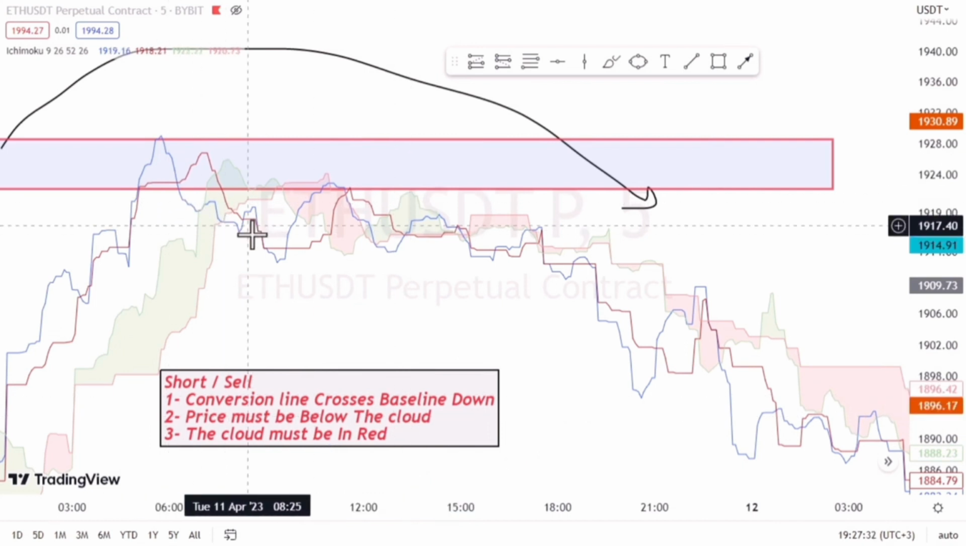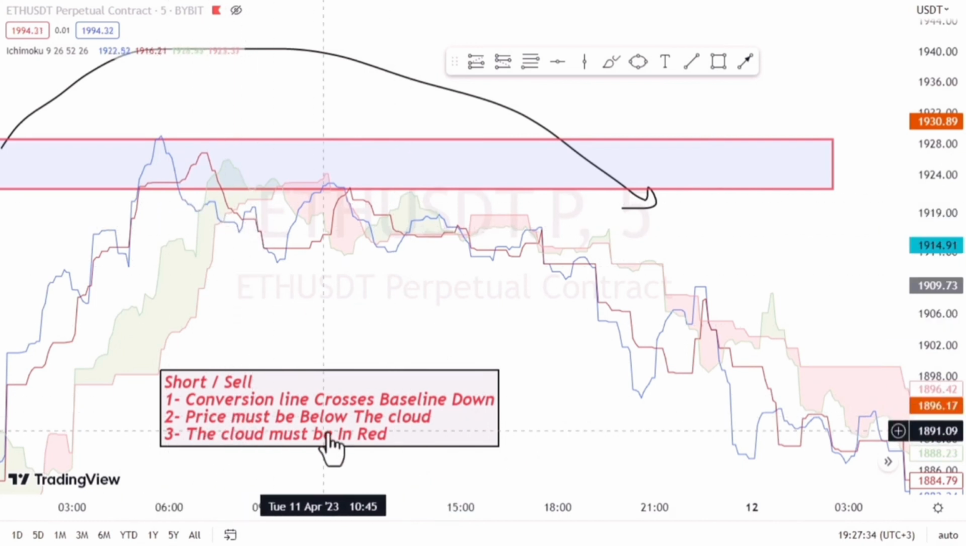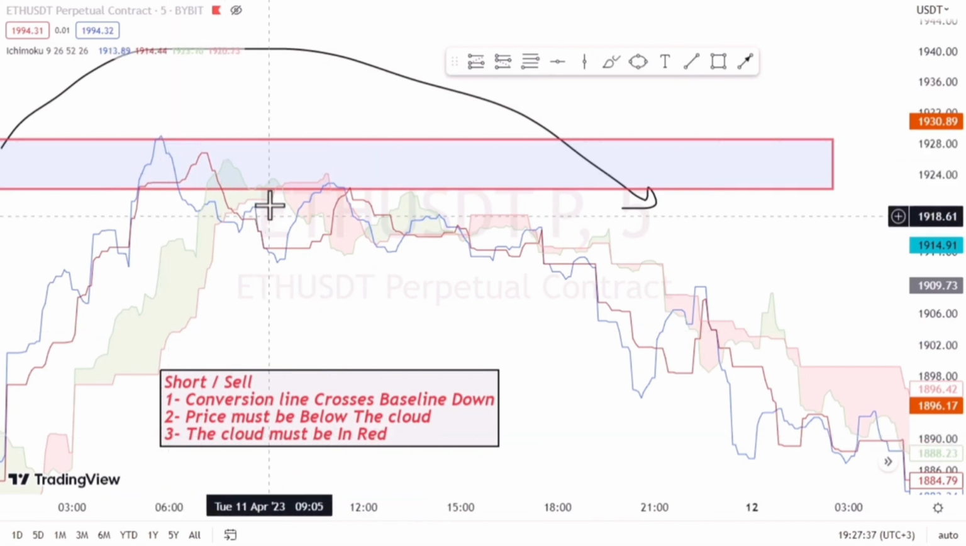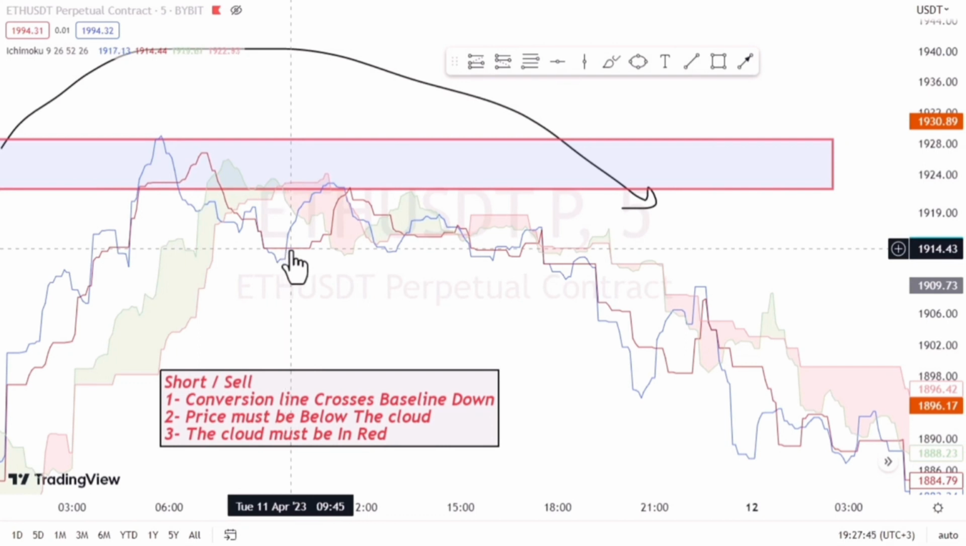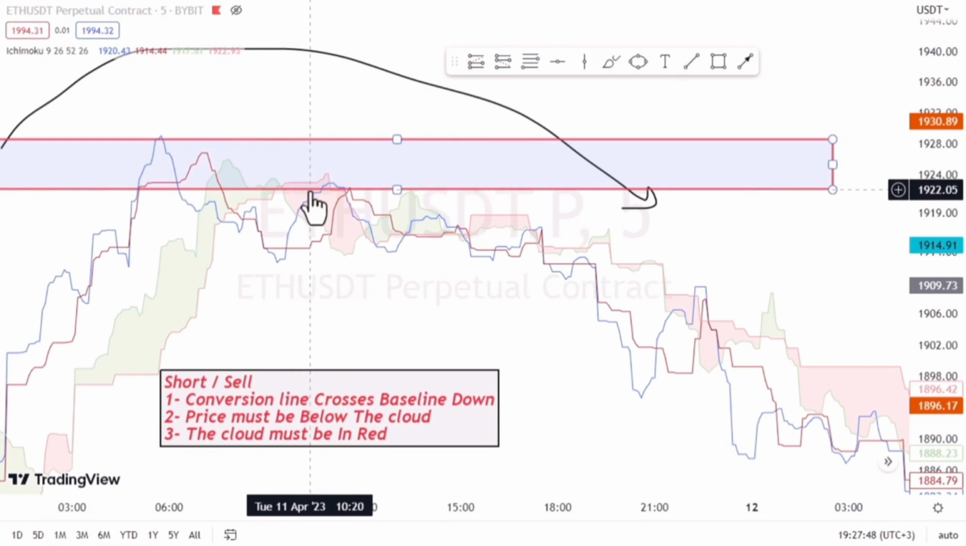We can say this one here, but it doesn't meet our second requirement, which is that the price must be below the cloud. Yes, it follows, but the third rule is not followed here. The cloud must be in red, but the cloud here is still in green. So we wait. We had another cross up here. We don't do anything because we're only looking for short trades. And then we have one cross down here. Let's bring the chart up.